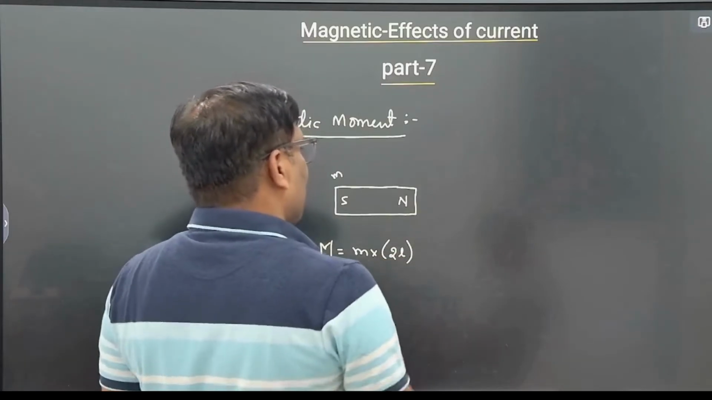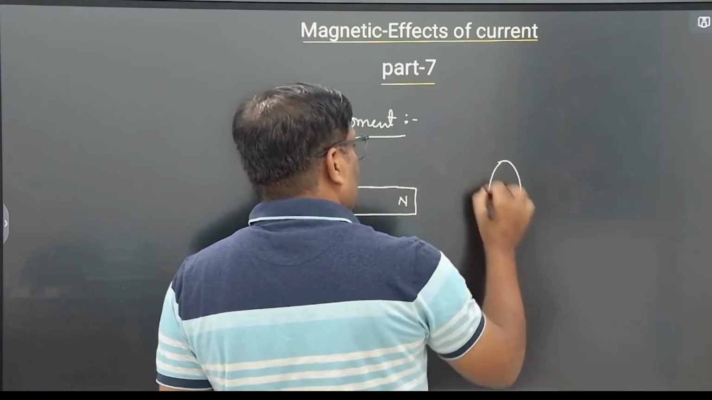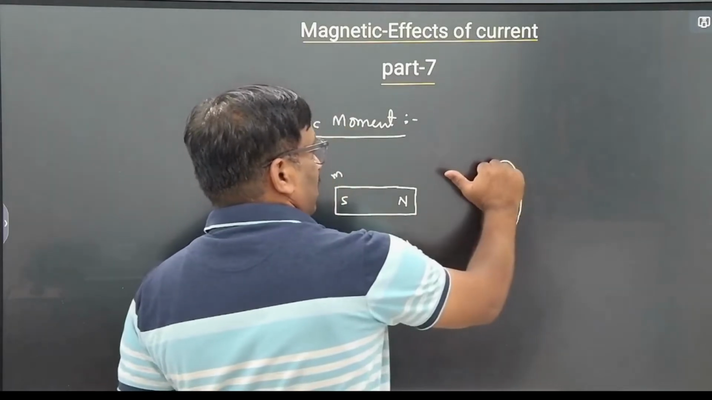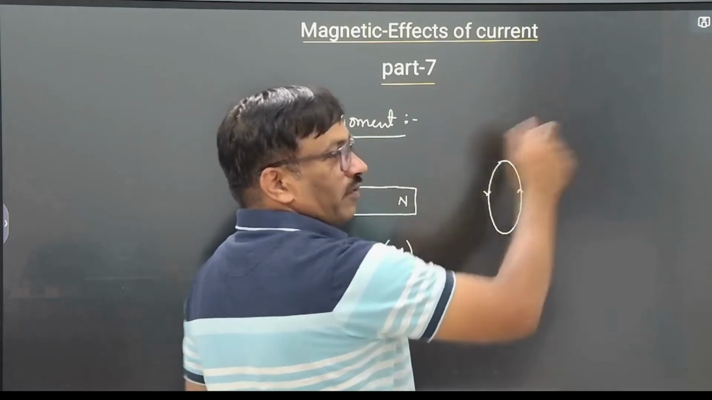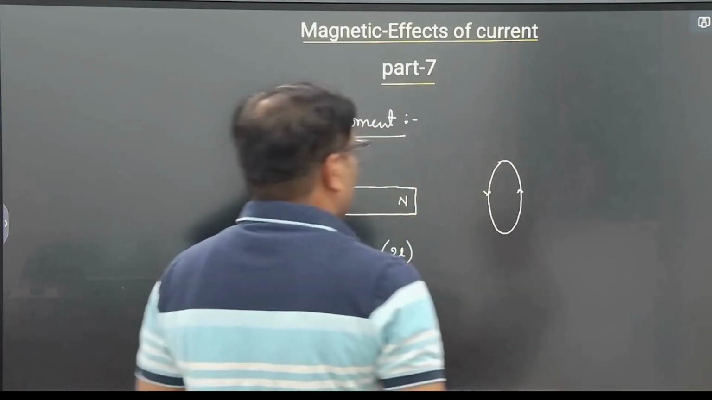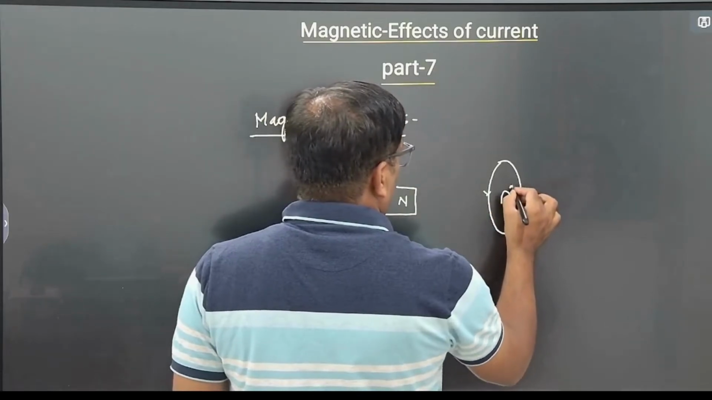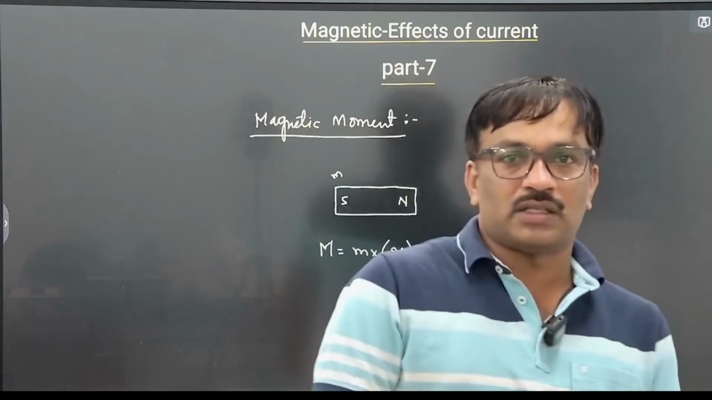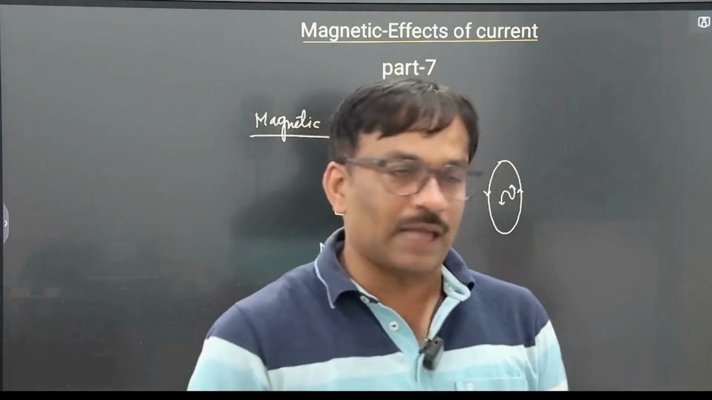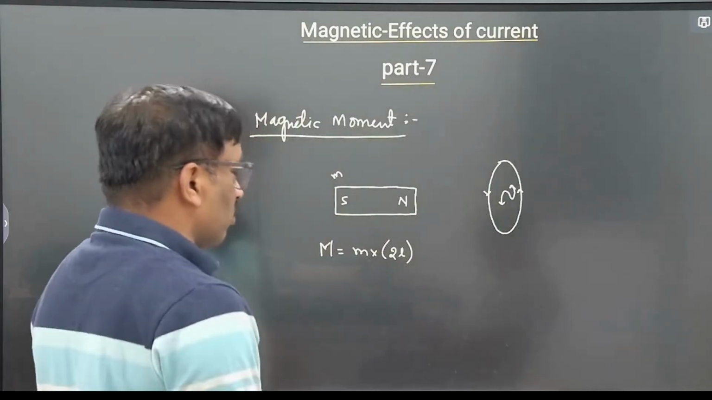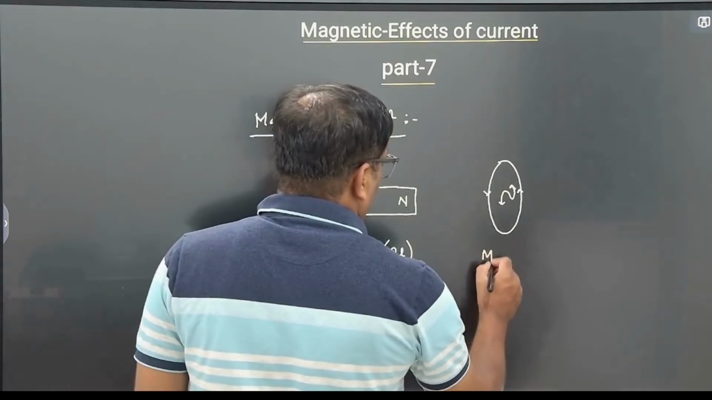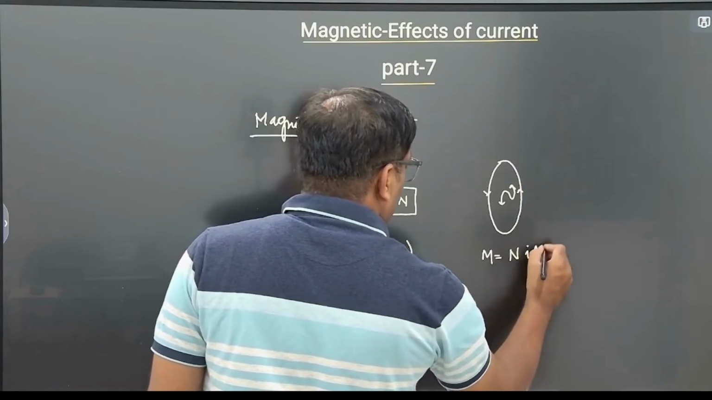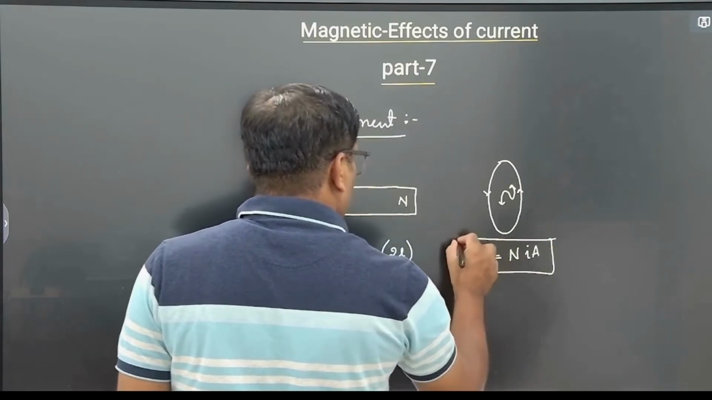Right. Similarly, a current carrying coil, a circular coil or any type of coil. On one side the field lines are entering, on the other side the field lines are leaving. So one side will act like a north pole and the other side will act like a south pole. A current carrying coil is also a magnetic dipole. For this also some magnetic dipole moment will be there. How to calculate the magnetic dipole moment? Number of turns into current into area. This is the most important formula.